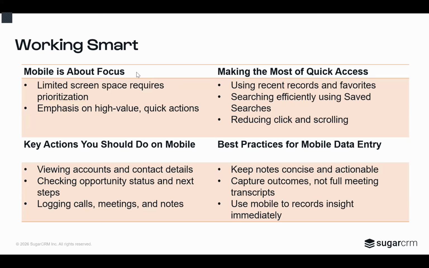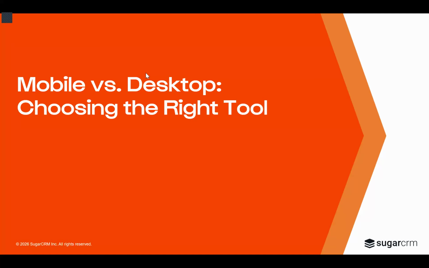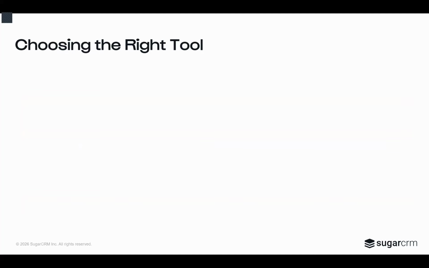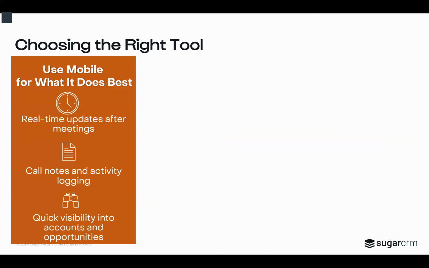So let's talk about when you use mobile and when you use the desktop. So, choosing the right tool. Use mobile when you need to do real-time updates after a meeting. You just discussed these 5 things, put those 5 things into mobile. Call notes and activity logging, quick visibility into accounts and opportunities. I just need to check this real quick before I go into this meeting, right? Did we talk about this, or is that another customer? So you don't get confused.